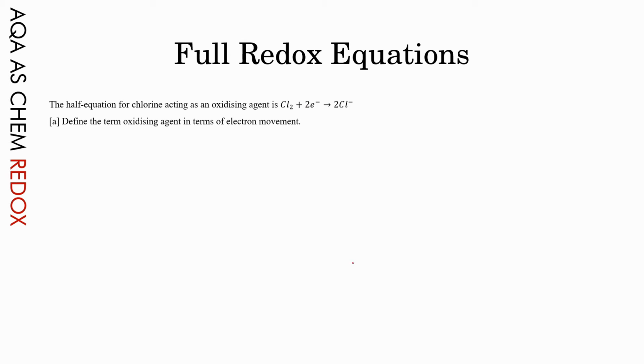So, A, define the term oxidizing agent in terms of electron movement. Well, an oxidizing agent gets reduced. So, an oxidizing agent accepts electrons from another species, because it needs to talk about electron movement, and is reduced. I think this is it. This is a wordy question.